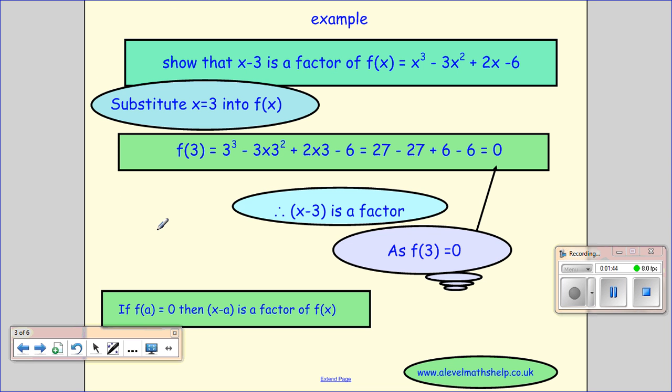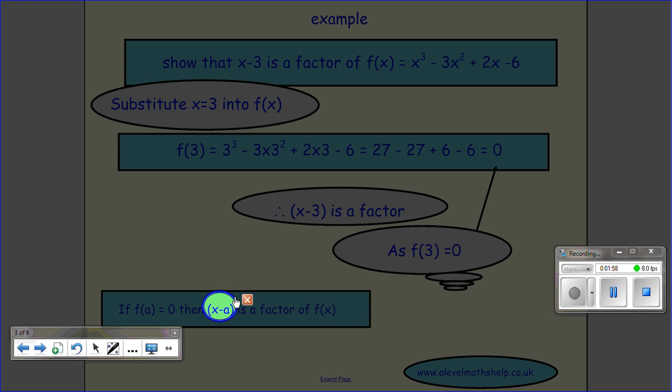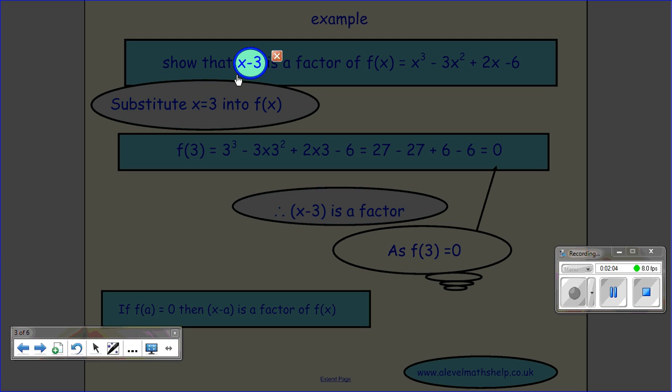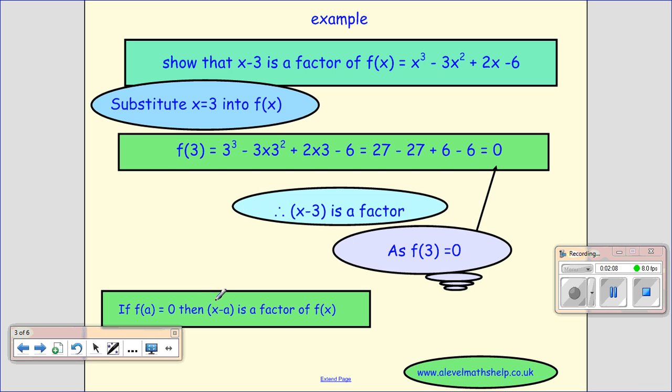Okay, so here's an example. I want to show that x minus 3 is a factor of this polynomial here. So comparing it to our theorem, we notice that we have x minus a here, and we're going to compare it with our x minus 3. So what we're actually seeing is that a equals 3. Now do be careful, because this is x minus a, and here's x minus 3, so a is just 3.